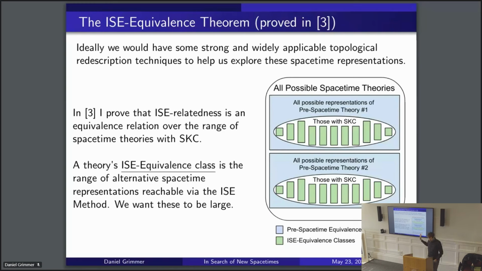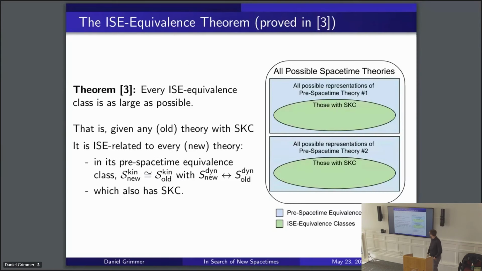Okay? That's what these ISE equivalence classes are, and we want them to be large in the sense that we want to have a very powerful tool for topological redescription. And that's the content of the theorem. These ISE equivalence classes are as large as possible. So it's not dividing up this space into lots of different rectangles. It is the whole oval.